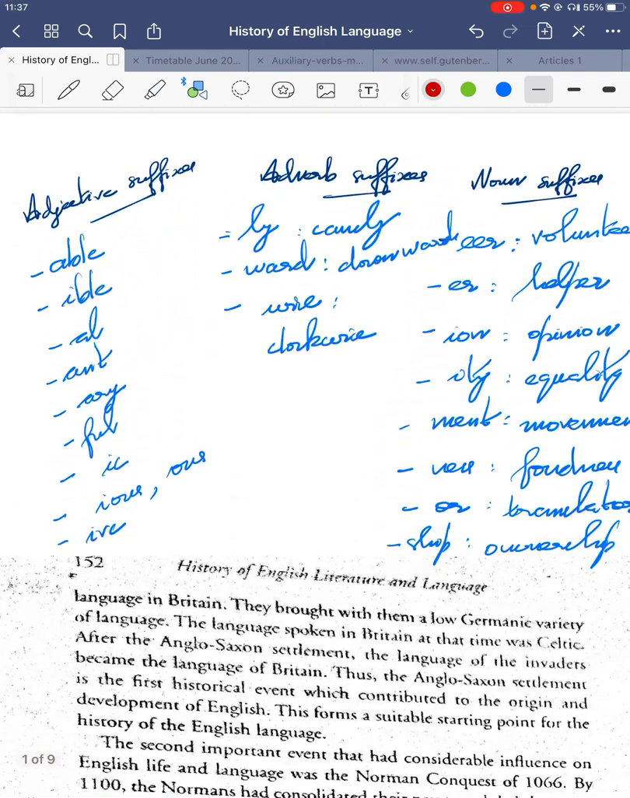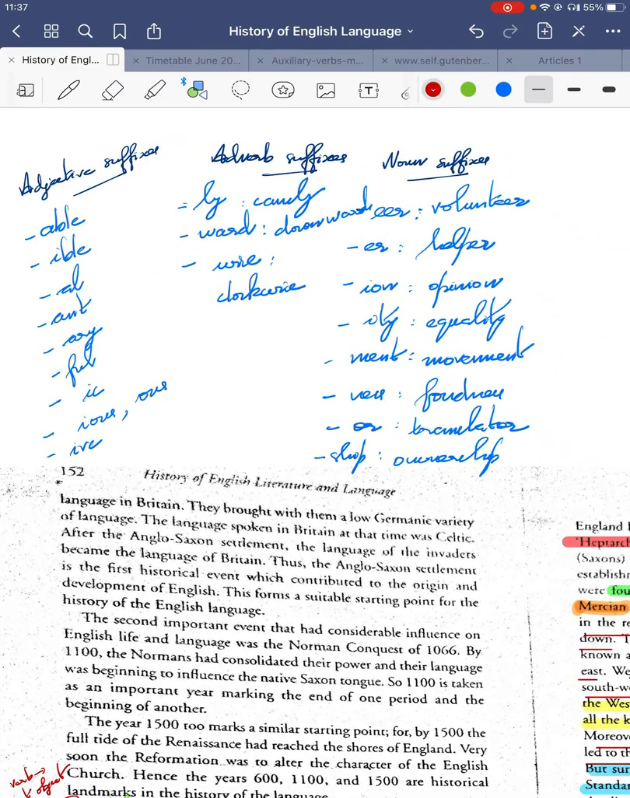Now, let me tell you about inflections. A word, whether it is a noun, adjective, or adverb, takes suffixes towards the end. Let me give some noun suffixes. You have the EER ending, for example volunteer. Then ER, helper: help is a verb and you add ER, it becomes a noun. And ION, opinion. ITY, equality: equal becomes equality, abstract now. MENT, as in movement. NESS, as in fondness. OR, translator. And SHIP, ownership.